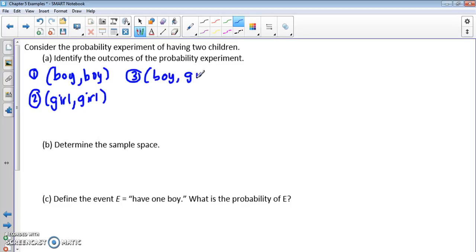So is having a boy and a girl different than having a girl and a boy? Yes, right? So the girl would be older in this case. So we have 4 possibilities there.